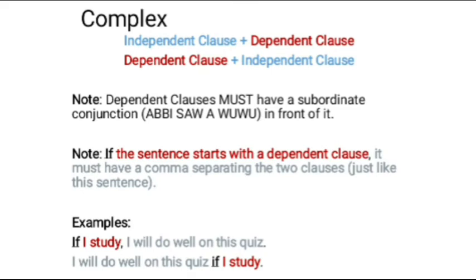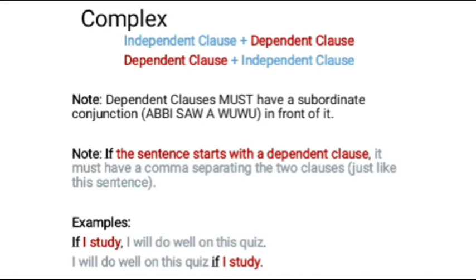Complex: independent clause plus dependent clause, or the opposite, dependent clause then independent clause. Keep in mind, there should be one subordinating conjunction. If the sentence starts with a dependent clause, it must have a comma separating the two clauses, just like this sentence. If I study, I will do well on this quiz. So "if" is a subordinating conjunction and it starts a subordinate clause, "if I study." The second part, "I will do well in the quiz," is the principal clause.